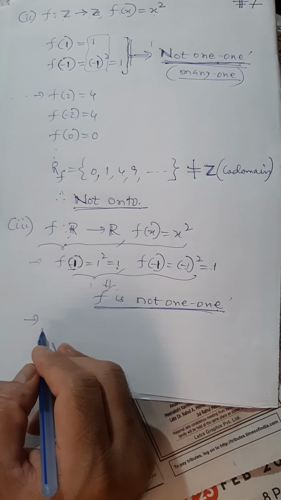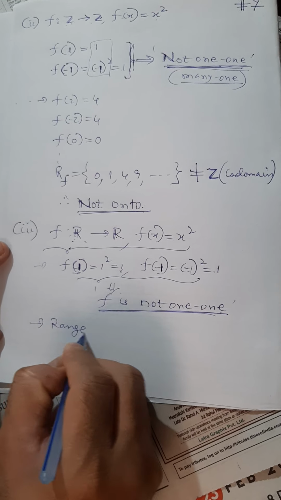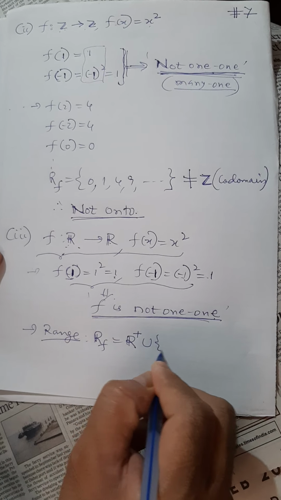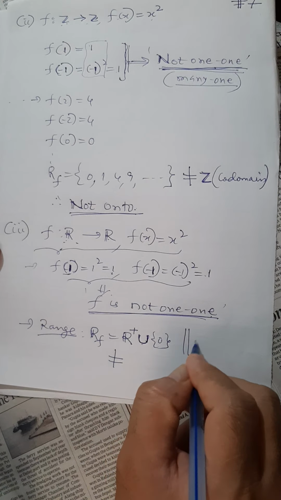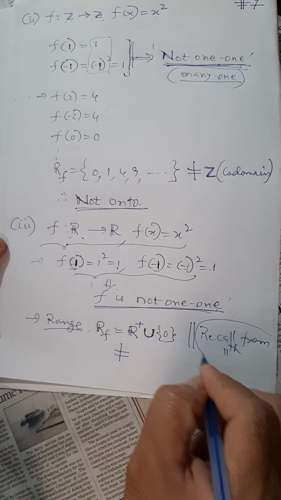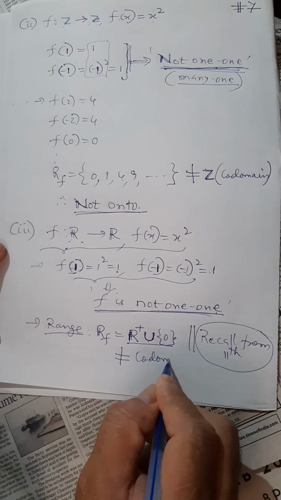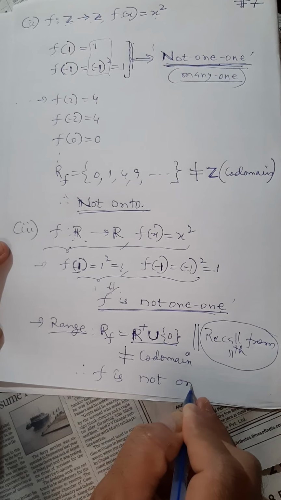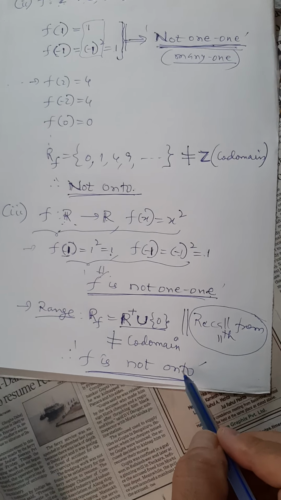You know from 11th standard, if you recall, the range of the function. So here range of f, you did in 11th, it is, if you remember, R plus union 0, all real numbers with 0. Is it the same as codomain? Recall from 11th standard. You can prove it also. Try to prove why the range is this, which is not equal to codomain. So f is not an onto function. f is neither 1-1 nor onto.